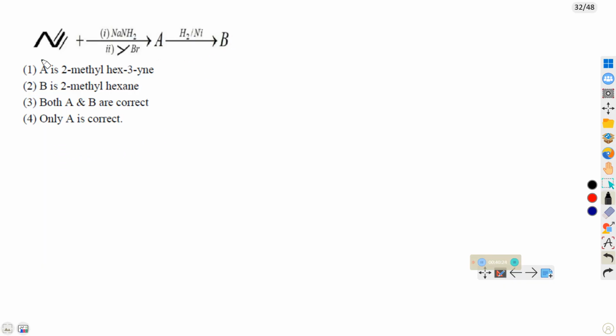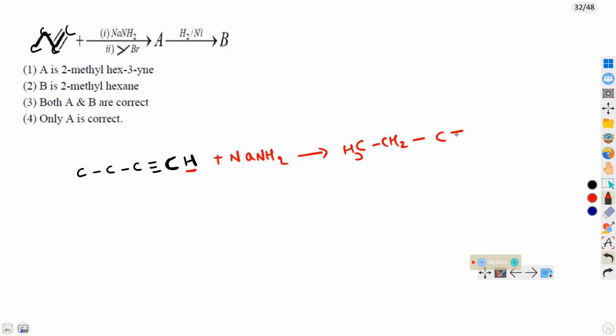The reaction is given with 1, 2, 3, 4 carbons. This is butane: meth, eth, prop, butane. It is a terminal alkyne, so an acidic hydrogen atom is present. So it reacts with NaNH2. Then it gives, first of all, CH3CH2C≡C, with an ammonia molecule eliminated, ammonia gas is eliminated, giving C⁻ Na⁺.